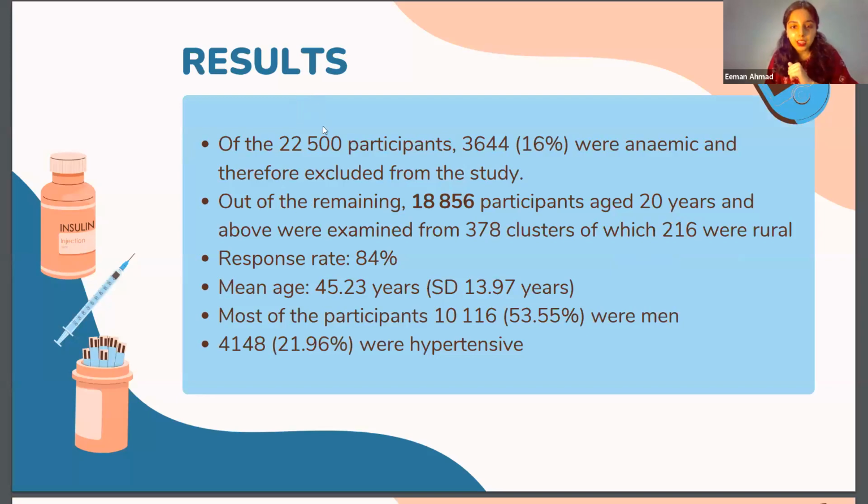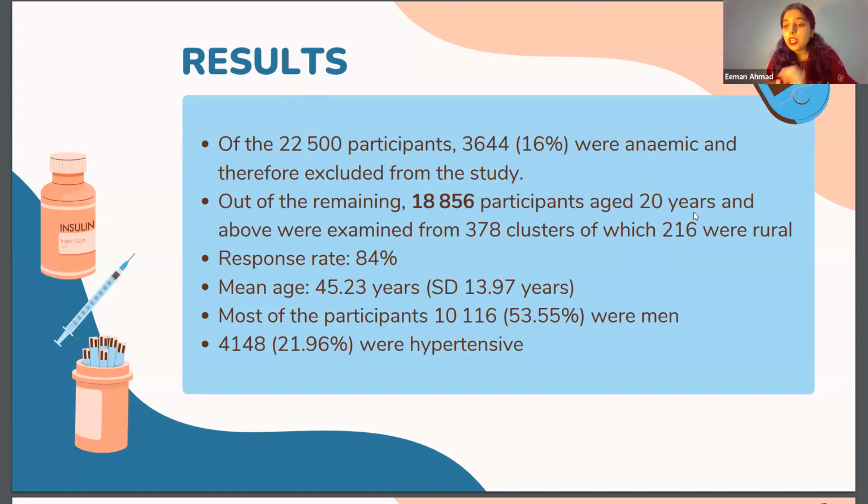Okay, now coming to the results. So we had 22,500 participants. Out of them, 16% were rendered to be anemic and therefore were excluded from the study, right? As we discussed earlier, the exclusion criteria did include anemia, right? We were left with 18,856 participants. That is still a very huge number.